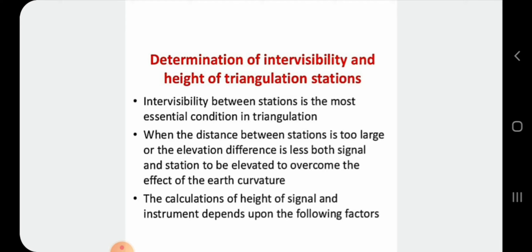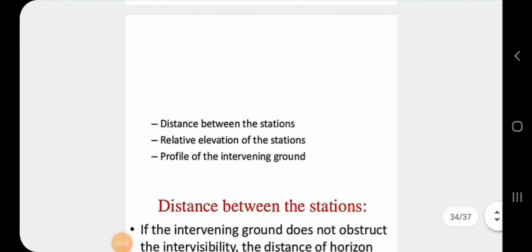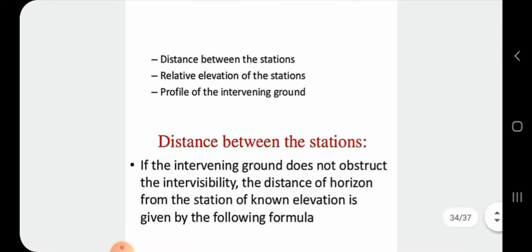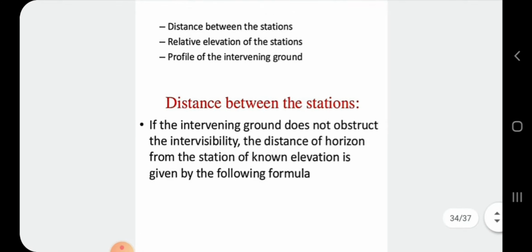The calculations of height of signal and instrument depend upon the following factors. So what are the factors? The distance between stations, the relative elevation of the stations, and the profile of intervening ground. All these factors will affect the intervisibility of our stations. As we know, in triangulation we are considering very long distances. Measurements are taken for kilometers and kilometers.